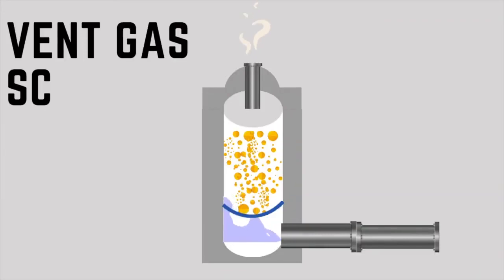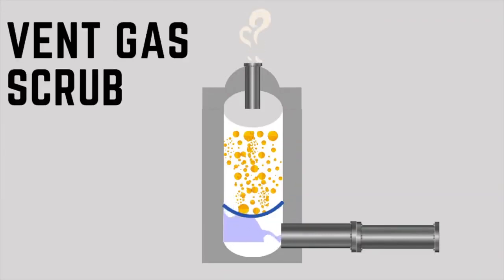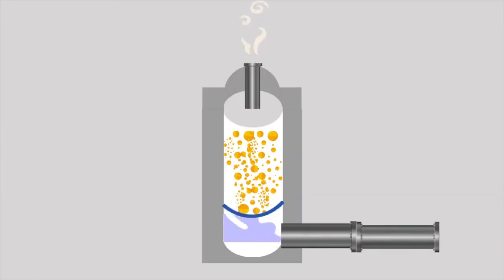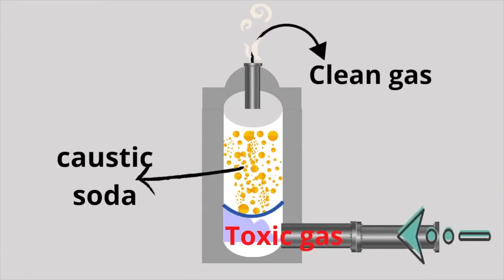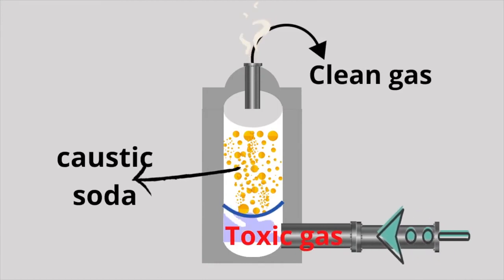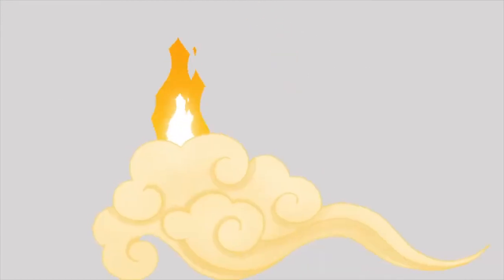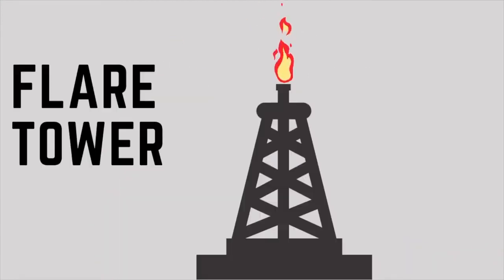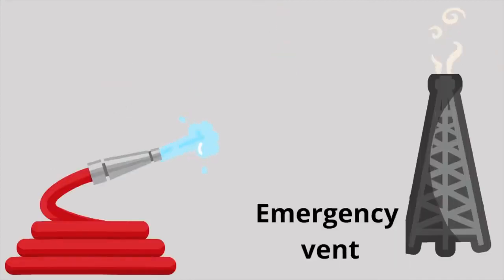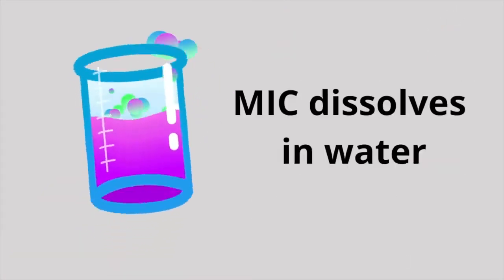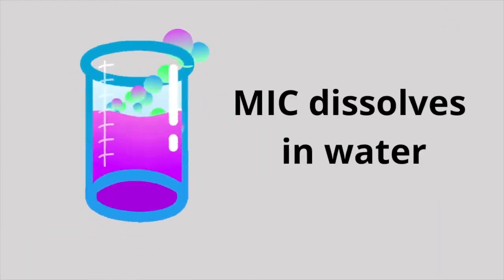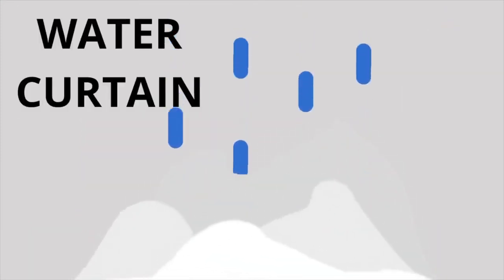A vent gas scrubber, which is a large tank to collect any accidental gas leak. It then converts the toxic gas into an inert one by forcing it through columns of caustic soda. A flare tower, which can burn any accidentally leaked MIC, thereby preventing it from escaping into the air. Numerous water hoses were placed around the emergency vent, so that workers could spray water on any escaping gas. MIC dissolves in water, and by creating a water curtain, the workers could control any leak.